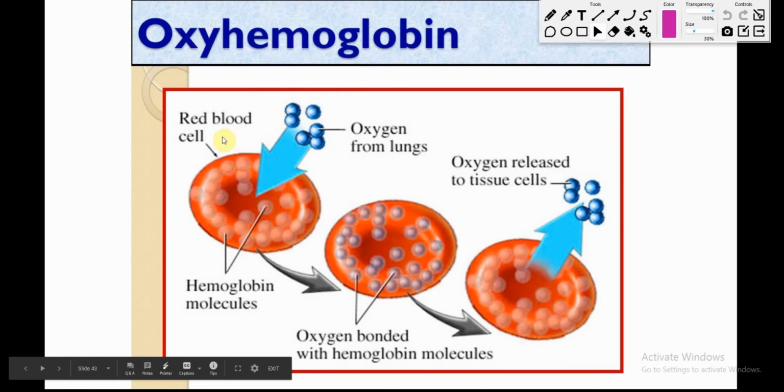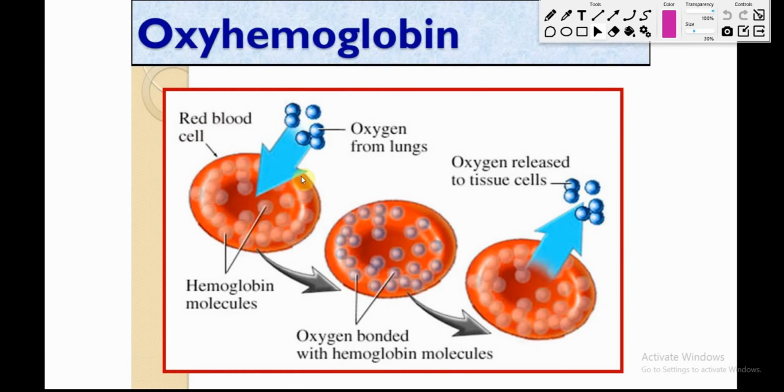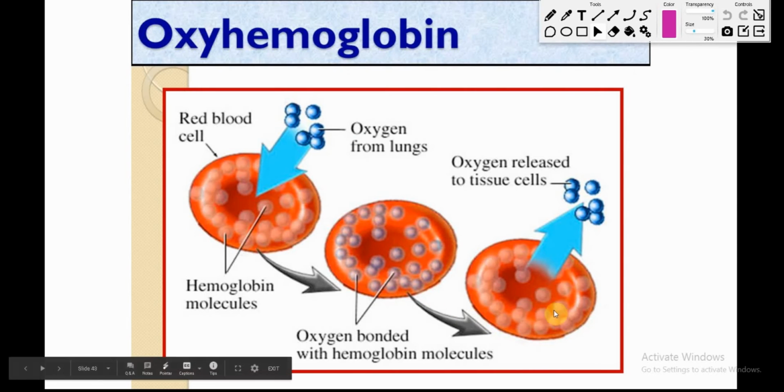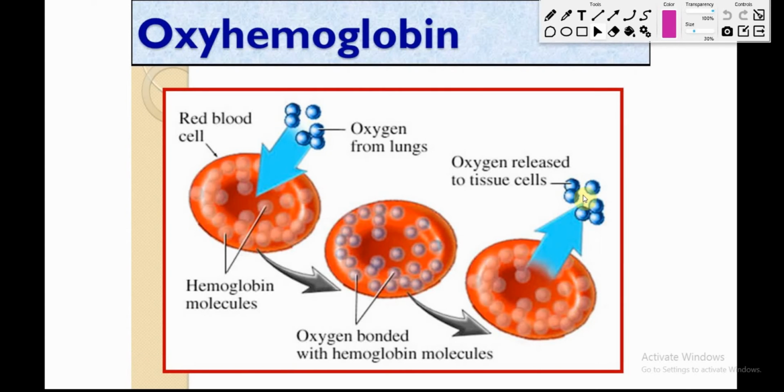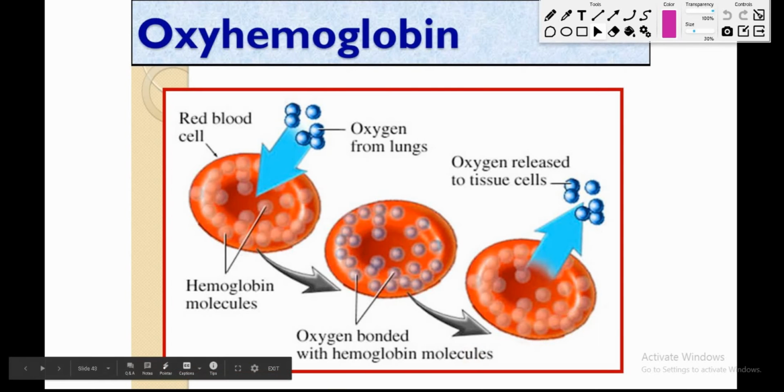So we know that the red blood cells contain hemoglobin. It takes up oxygen from the lungs and is converted into oxyhemoglobin, and it carries it to the tissues, and in the tissues the oxygen is released and it is converted into deoxyhemoglobin.